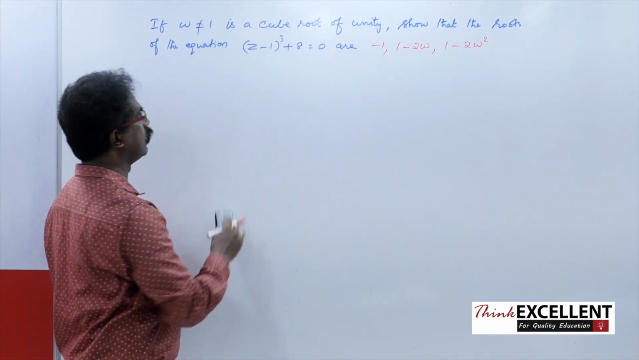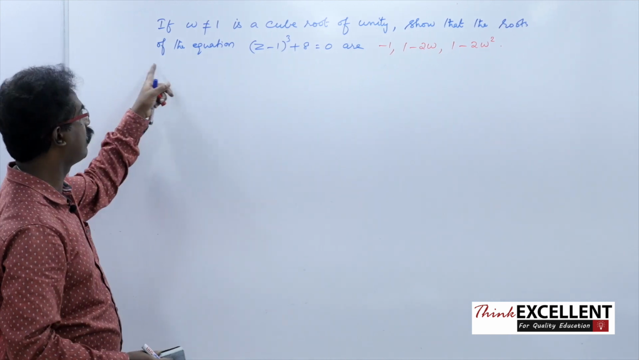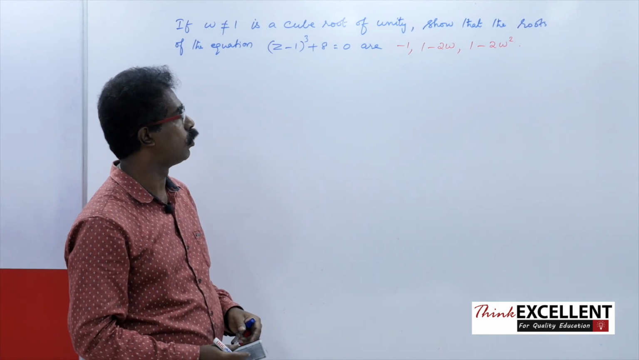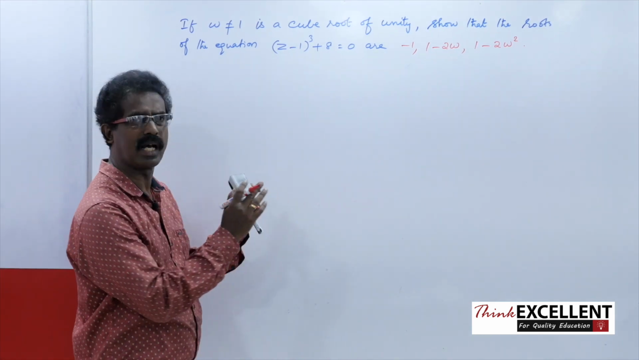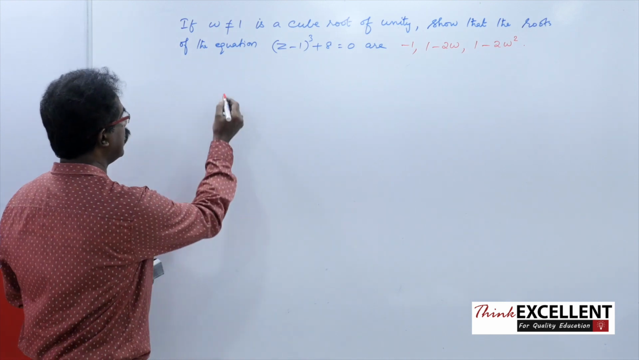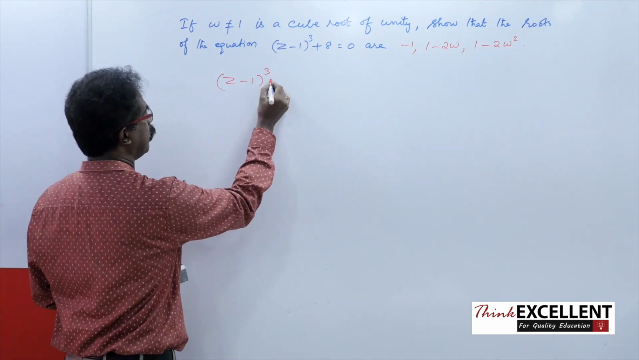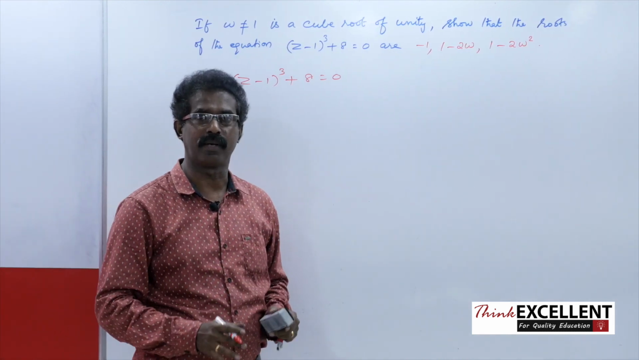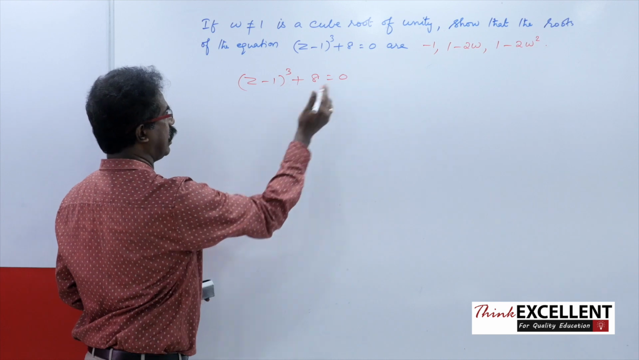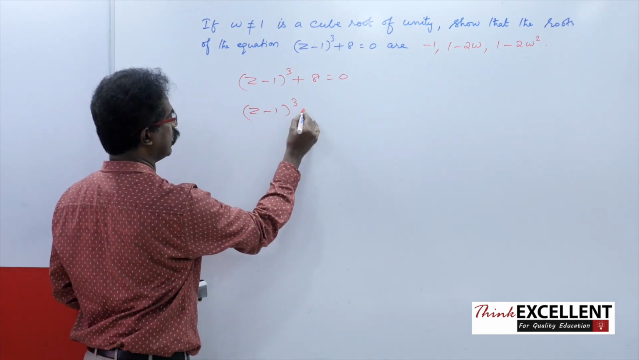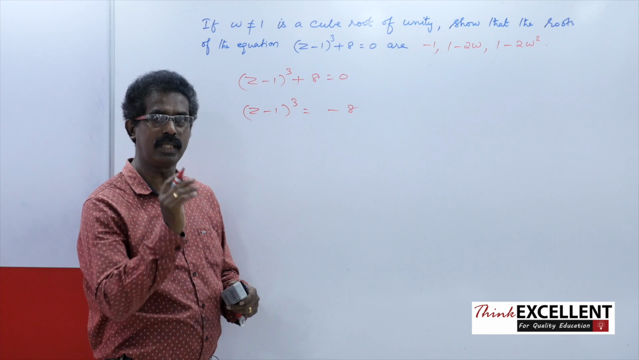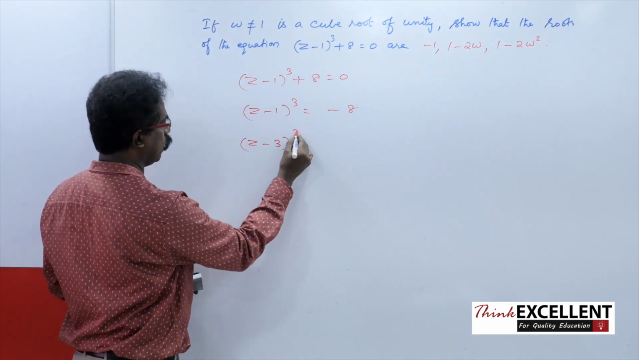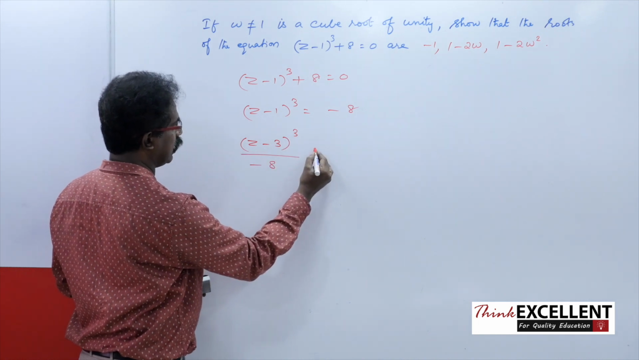Now let us see how to solve this question. Show that the roots of this equation are minus 1, 1 minus 2 omega, 1 minus 2 omega square. Let us see how to solve this sum very easily. (Z minus 1) the whole cube plus 8 equal to 0. It is a cubic equation, so it must have 3 roots. Take this 8 to that side: (Z minus 1) the whole cube is equal to minus 8. To do it very easily, you bring this minus 8 down: (Z minus 1) the whole cube by minus 8 equal to 1.